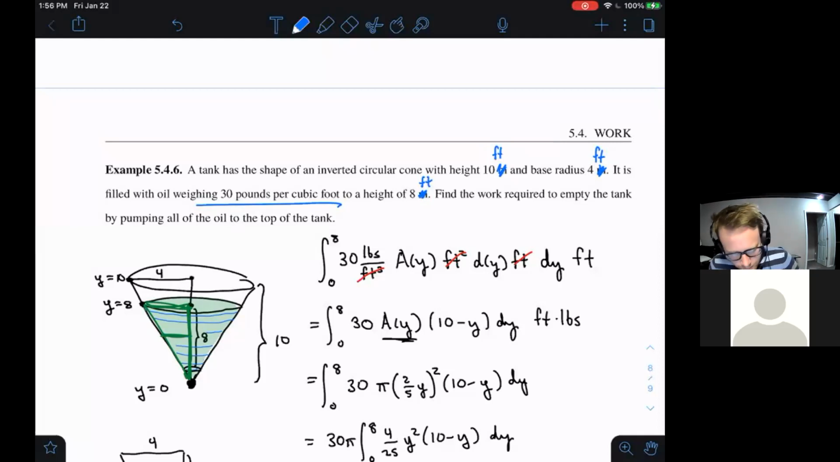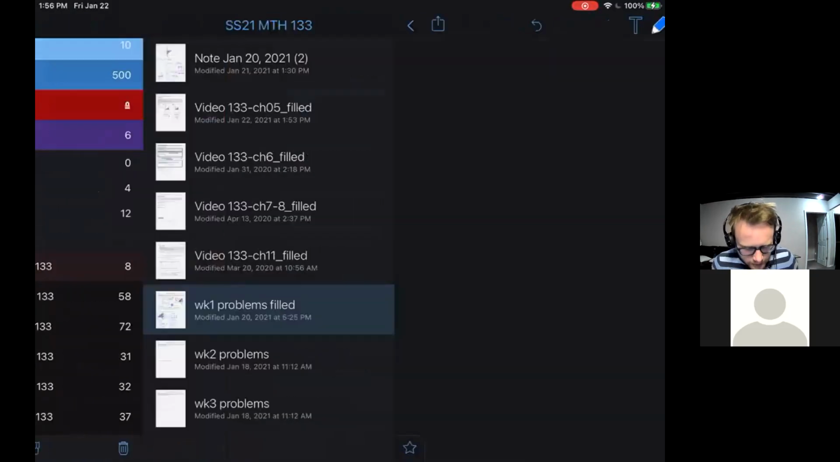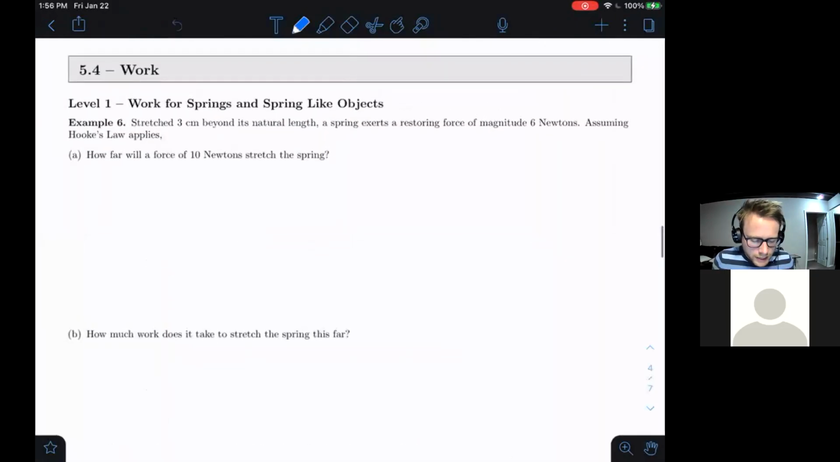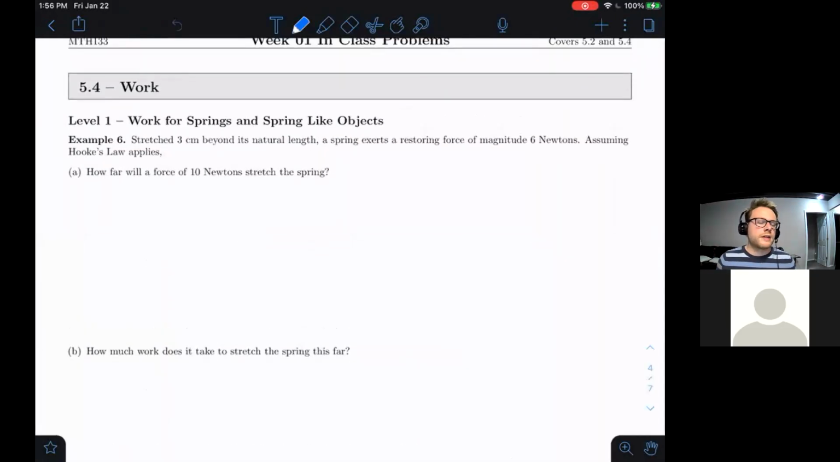Okay, well, with that, we have some new problems to cover today. Where are they? Here they are. So again, I've been very explicit on this when it comes to the problems, at least in class. Level 1 problems, at least what I'm calling them, are stuff where you have springs or spring-like objects, so rubber bands, stuff like this. So: stretch 3 centimeters beyond its natural length, the spring exerts a restoring force of a magnitude of 6 newtons. Assuming Hooke's law applies, how far will a force of 10 newtons stretch the spring?